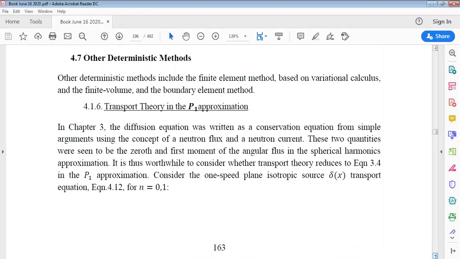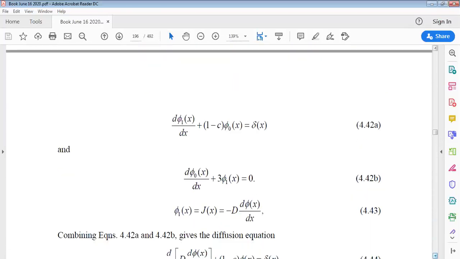Now there are other deterministic methods such as the finite element method, which is based on variational calculus. And then there's the finite volume method and the boundary element method. So, transport theory in the P1 approximation. Remember that the quantities flux and current were the zeroth and the first moment. So let's see what happens to the equation.